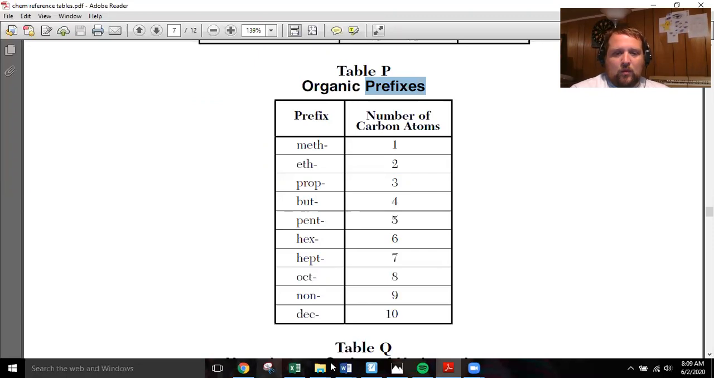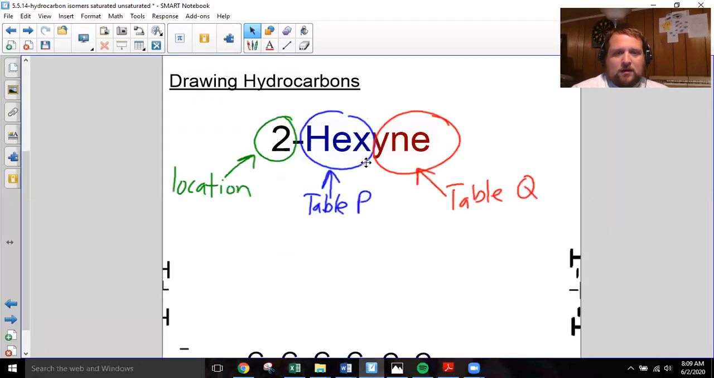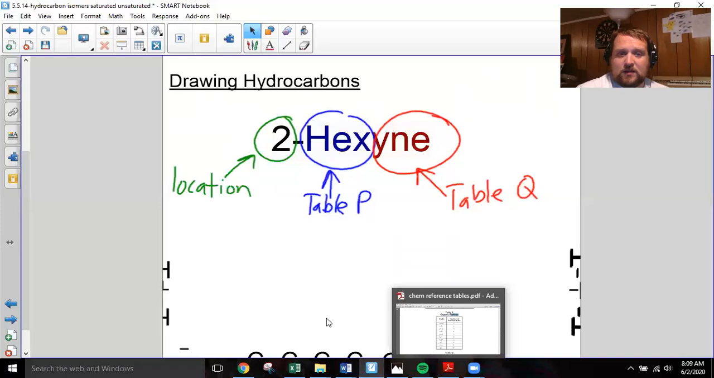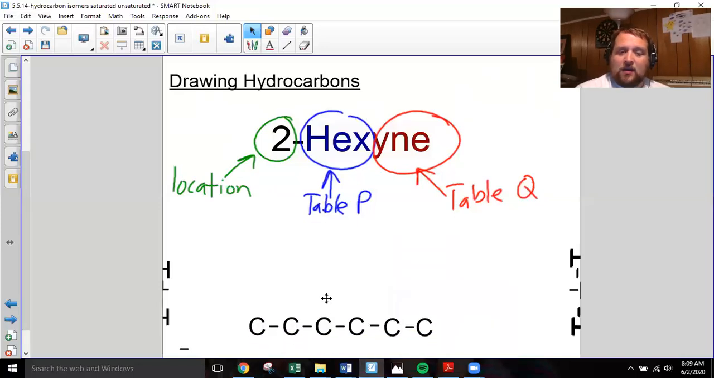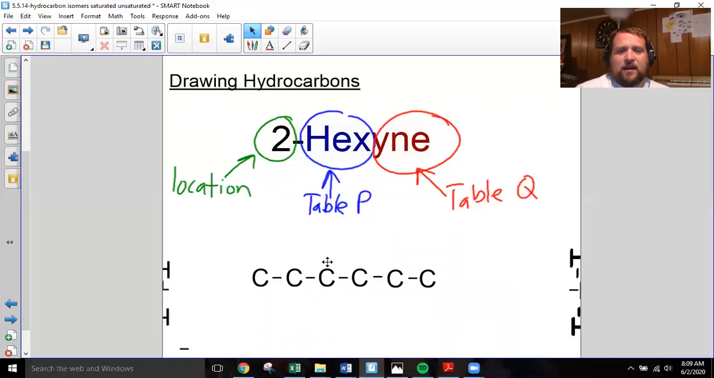The first thing we do is look at the prefix, and this is hex. I know from my table that hex means 6. So I know that this hydrocarbon is going to have 6 carbons in a chain. It's assumed that they're bonded together, so they're connected all by just one bond right now.